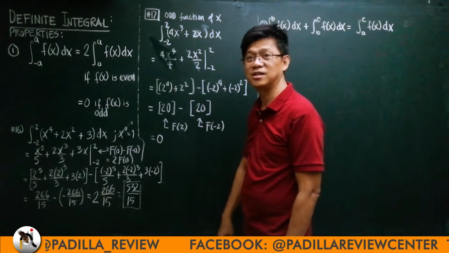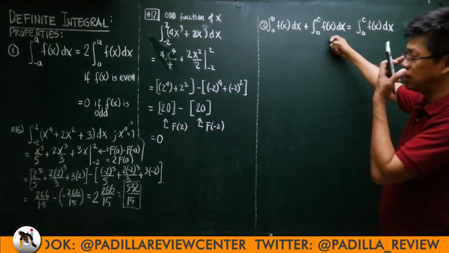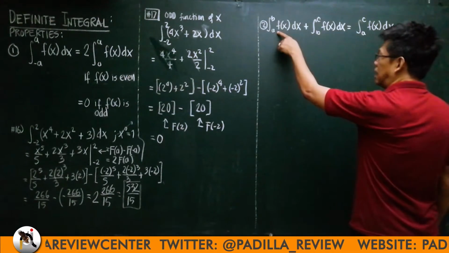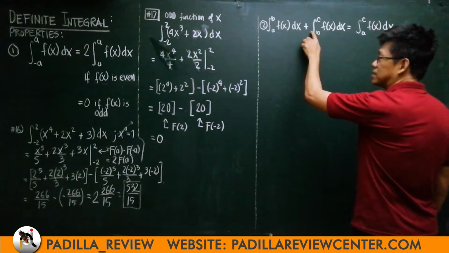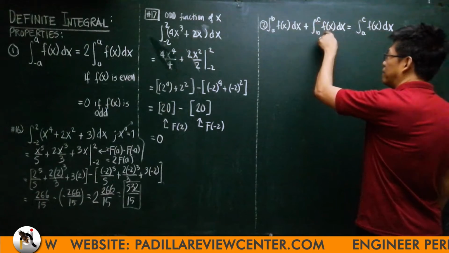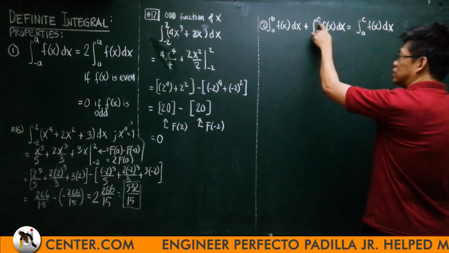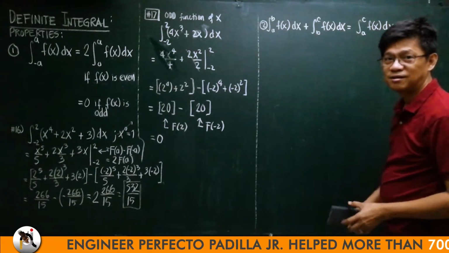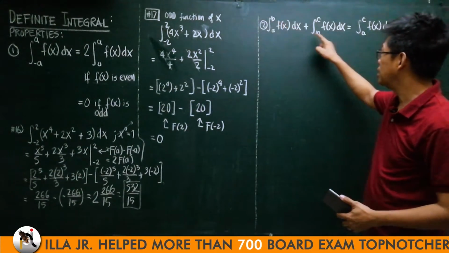The answer is 0. You follow? Now, the second property of definite integral is this. The integral of f of x dx from a to b plus from b to c of f of x is the same as the integral from a to c of the same function. Okay? You just split it from a to b, then b to c.